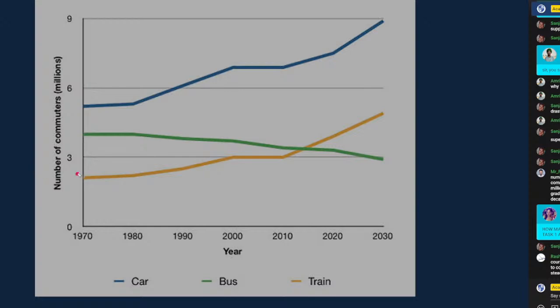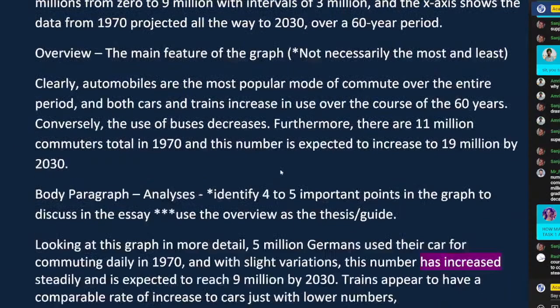Now here we've got 2 million and here we've got 5 million. So here we basically have from 5 to 9, and from here we have 2 to 5. So with a difference of 1 million, it's almost the same rate of increase. All right. Let's add that.